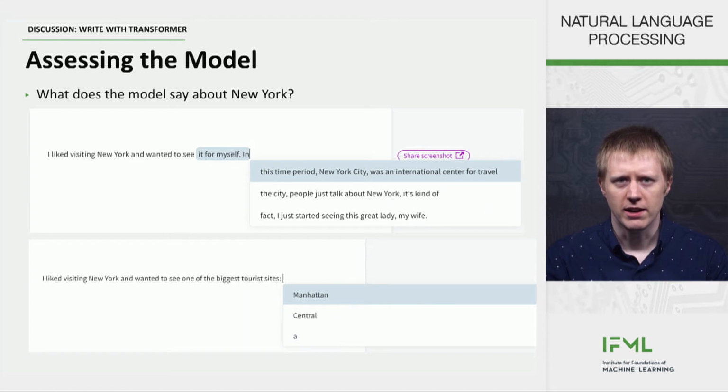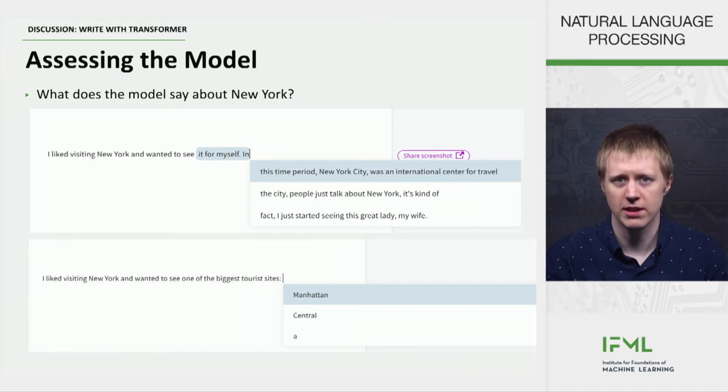Here's another one I tried. "I liked visiting New York and wanted to see one of the biggest tourist sites." So this is a little bit like the capital of Nebraska example in that I'm testing the model to see what it thinks the biggest tourist sites are. And here it gives us some interesting stuff. The first completion it suggests is Manhattan. Now, I don't know if Manhattan is a tourist site specifically, but it's definitely something particular to New York.